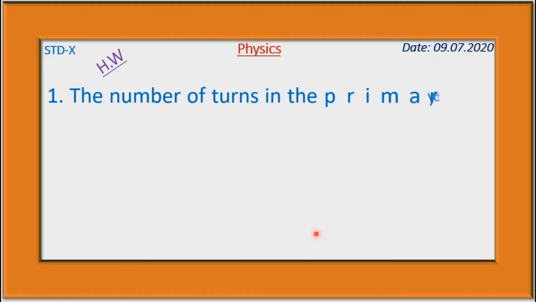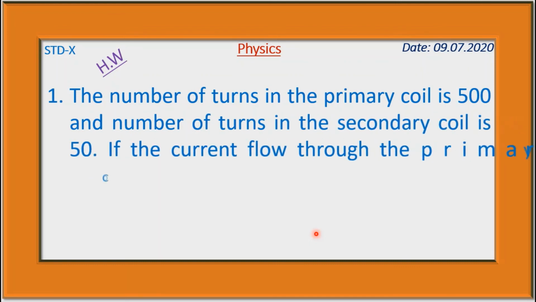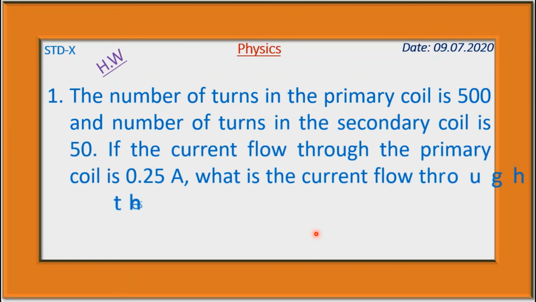Homework. The number of turns in the primary coil is 500 and the number of turns in the secondary coil is 50. If the current flow through the primary coil is 0.25 ampere, what is the current flow through the secondary coil? My dear students, please try to solve this problem.